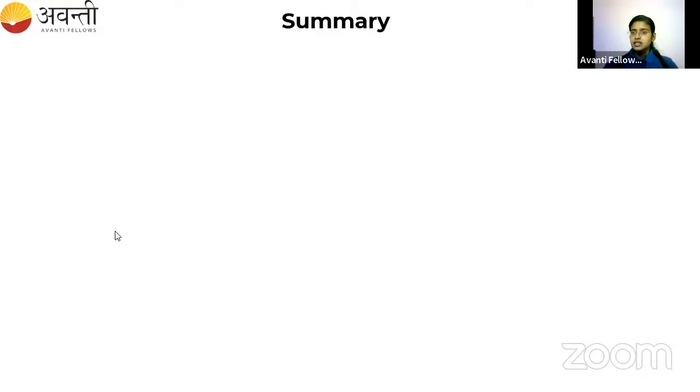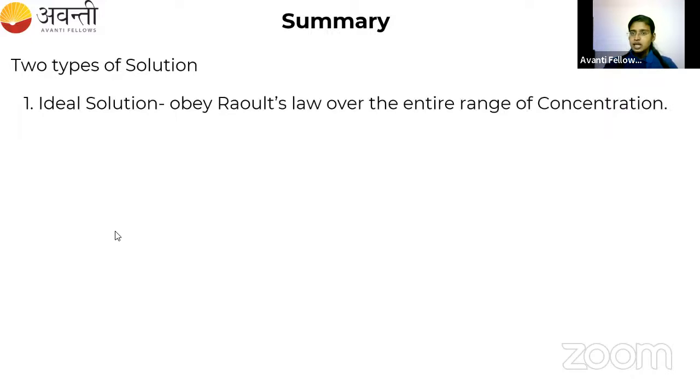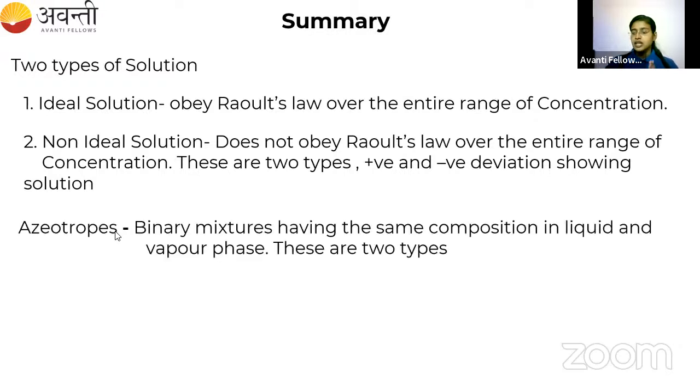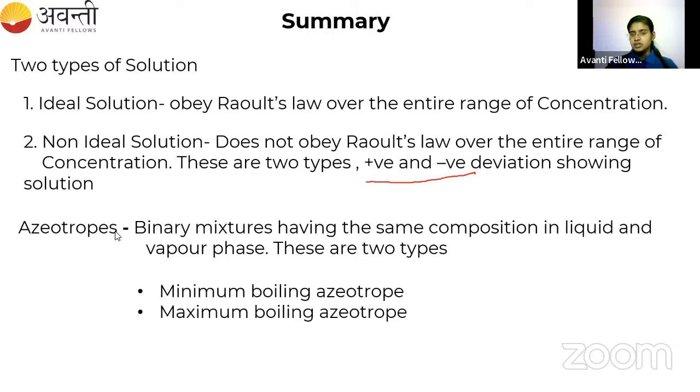Shall I summarize today's session from which we have started? There are two types of solution. One is ideal, which obeys Raoult's law, and the other one is non-ideal, which does not obey Raoult's law. Later on we discussed azeotropes. In non-ideal, we had two types, positive and negative deviation, and azeotropic mixture means the same composition in liquid and vapor phase. There also we had two types, minimum and maximum. So this is what I have discussed so far.